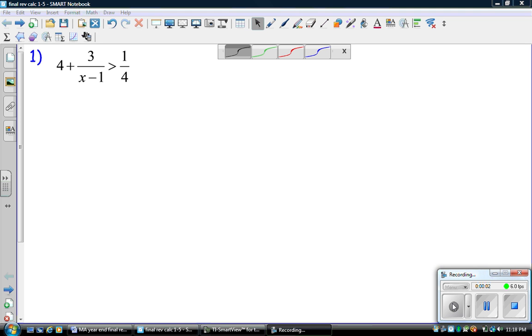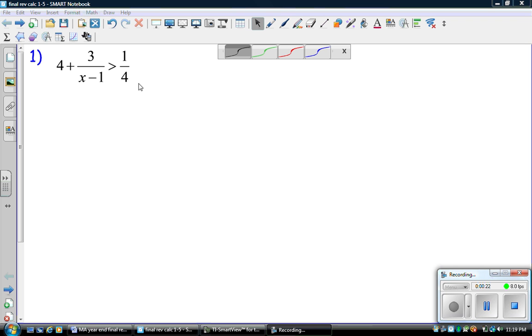Okay, math analysis. This is the final review, the calculator OK part. This is problems 1 through 5. Problem number 1 is actually a multiple choice. Solve and express in interval notation. And I give you a hint to just get all the terms on one side and graph it.